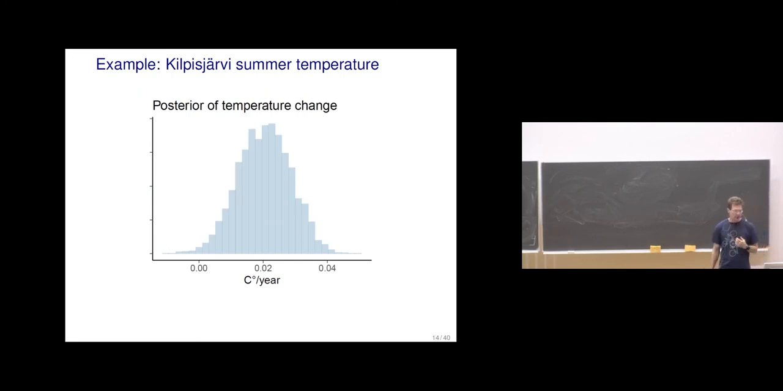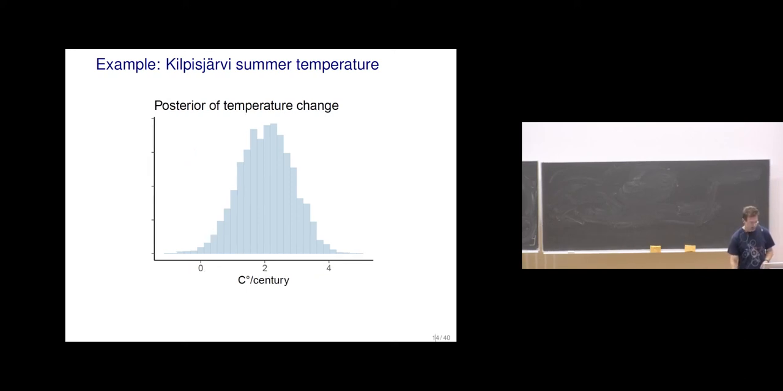This is the posterior of temperature change in degrees Celsius per year. And I instead now show it as degrees Celsius per century, so that it's an easier scale for, again, how many digits to solve. And we can see that, yes, there's some uncertainty, a small probability that it would be below zero.